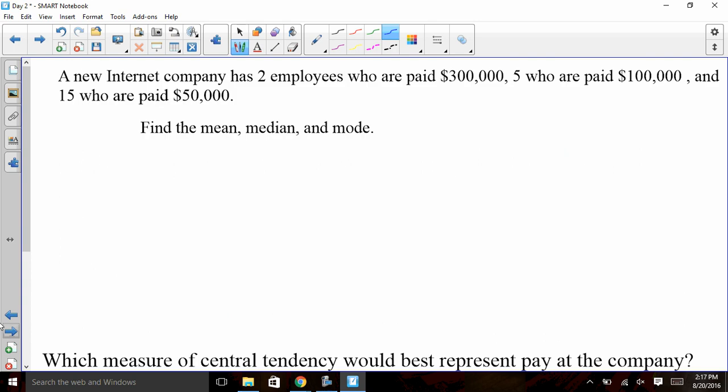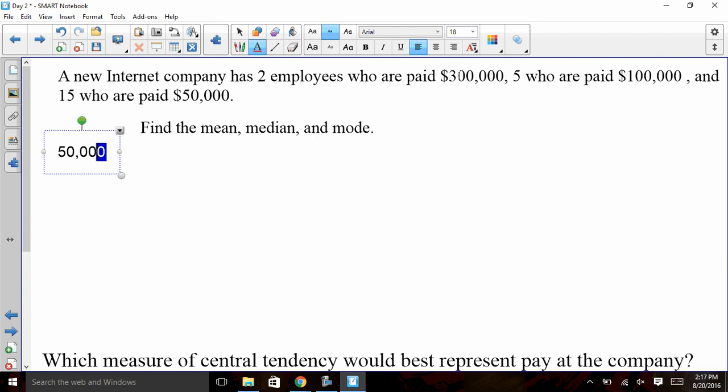All right, let's look at this example together. A new internet company has 2 employees who are paid $300,000, 5 who are paid $100,000, and 15 who are paid $50,000. Find the mean, median, and the mode. Okay, well, I know for the median that I'm going to need to see these in order. So I'm going to go ahead and write them out. I'm going to cheat a little bit because I'm going to copy and paste.